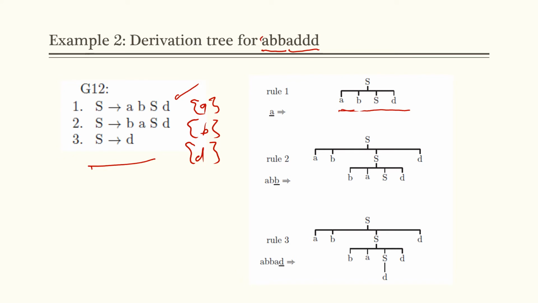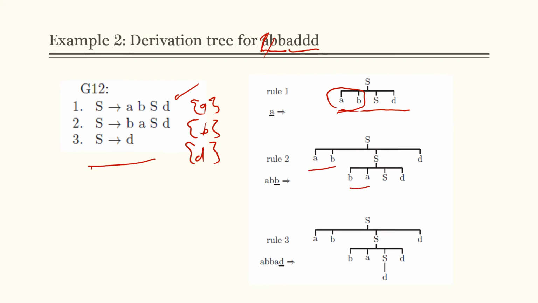Now we're done with A. Now the next one is B. If you look at the first rule here, we already have AB, so actually we're also done with B. Now the next symbol we want to derive is B. The selection set that contains B is rule number 2, so we go for rule number 2. We already have AB, so the next non-terminal S we should instantiate from the second rule, which is BASD. Now you already have AB.